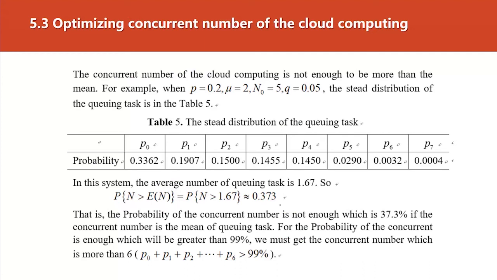37 or 3% if the concurrent number is the mean of queuing tasks. For the probability that the concurrent number is enough to be greater than 99%, we must get a concurrent number which is more than 6.